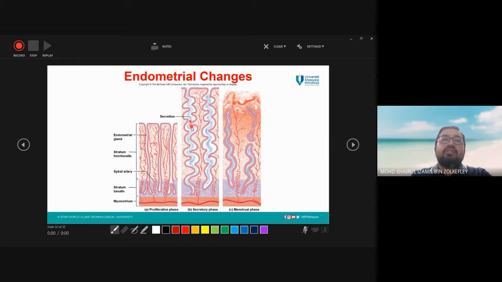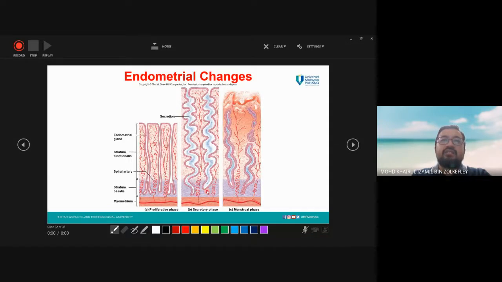Okay, kalau kita tengok dekat endometrial changes, dekat endometrium tu, kat proliferative phase, ada I3 tu jadi spiral, maknanya banyak salur darah lah kat sini. Endometrial gland, strata functionalis, stratum basilis dekat bawah. Ini kita panggil strata functionalis. Ini myometrium. Okay, yang ni adalah muscle ya.